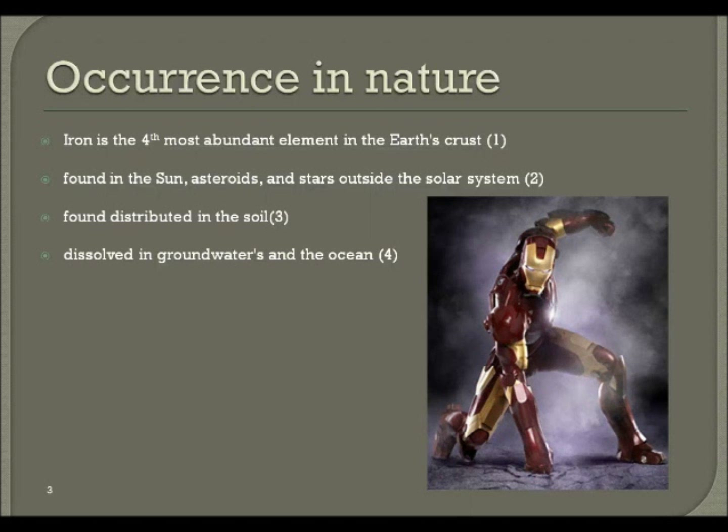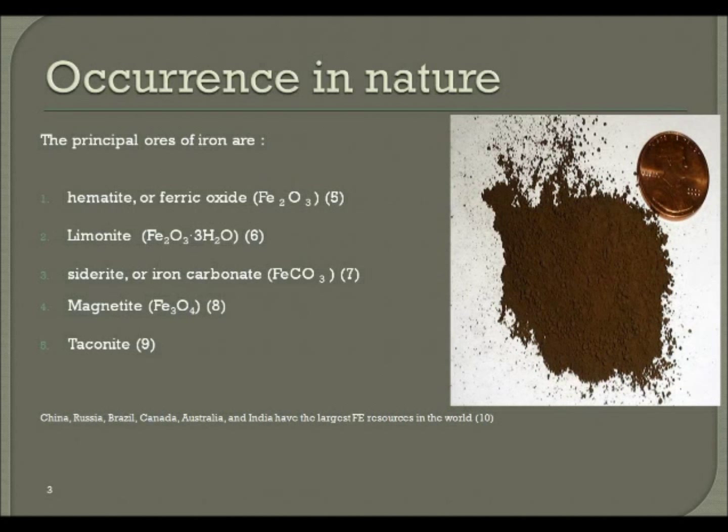It's also found distributed in the soil in low concentration and is found dissolved in groundwaters and the ocean to a limited extent. The most common ores of iron are hematite, limonite, magnetite, and siderite, as well as taconite, which is a mixture of hematite and silica, and it contains about 25% iron.